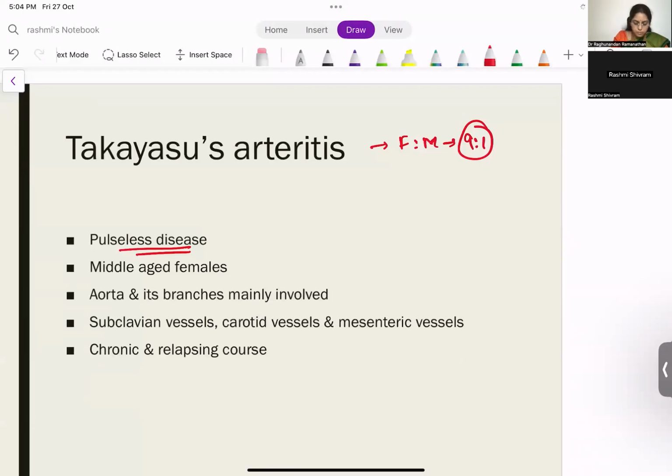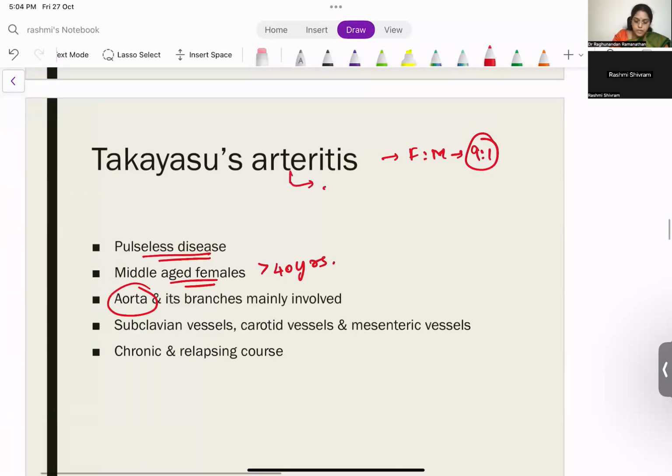It is more common among females. I told you, middle-aged females, around 40 years. The arteries which are involved are the aorta. It is a large vessel vasculitis, so the aorta and its branches are involved. The renal artery can also be involved, when the patient will have renal artery stenosis. But the most common artery which is involved is the subclavian artery.